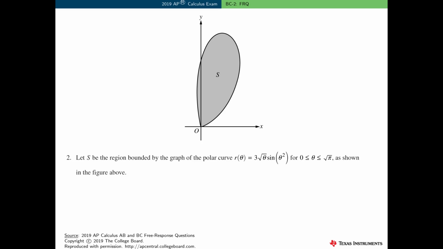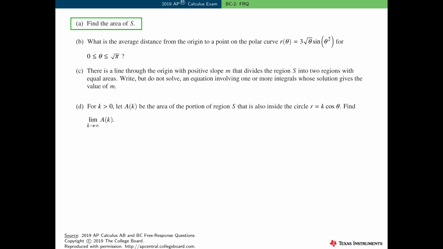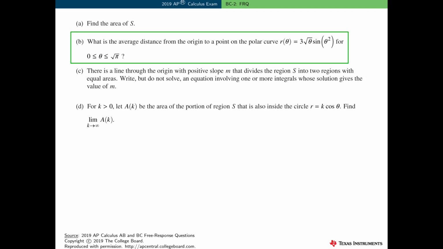This free response question involves a polar curve, r of theta equals 3 times the square root of theta times the sine of theta squared, for theta between 0 and the square root of pi. The graph of this polar curve is shown in this figure, and S is the region bounded by or enclosed by this curve. In Part A, we need to find the area of the region S. In Part B, we need to find the average distance from the origin to a point on the polar curve for theta between 0 and the square root of pi.